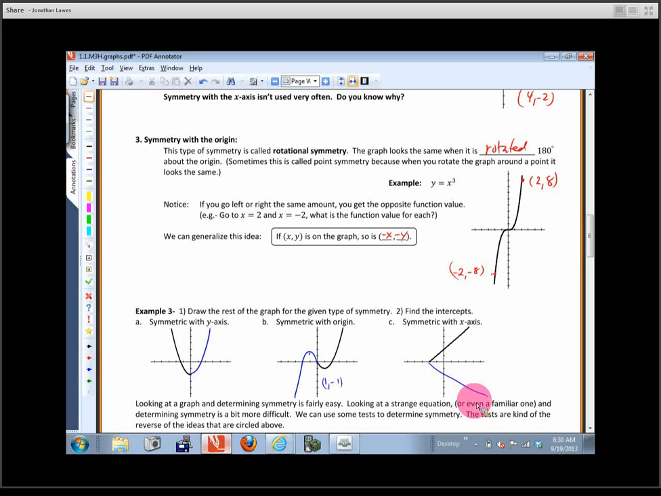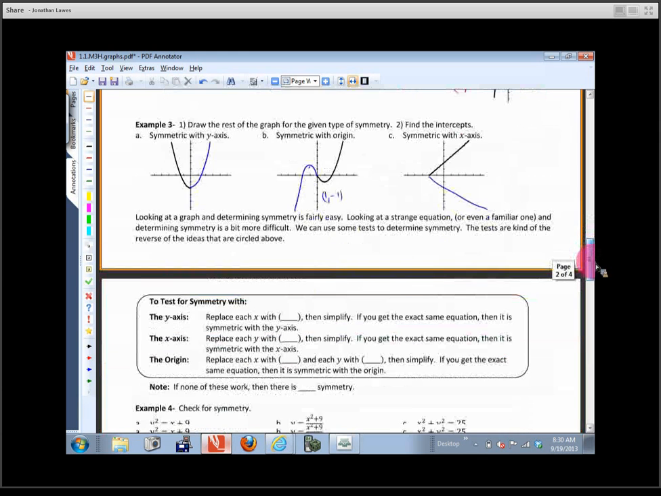So I know there were some complaints about the amount of homework. You have a couple problems where that's what you do. That's not too bad, right? Okay. So we just need to make sure that we understand what the symmetry is that we're talking about, okay?